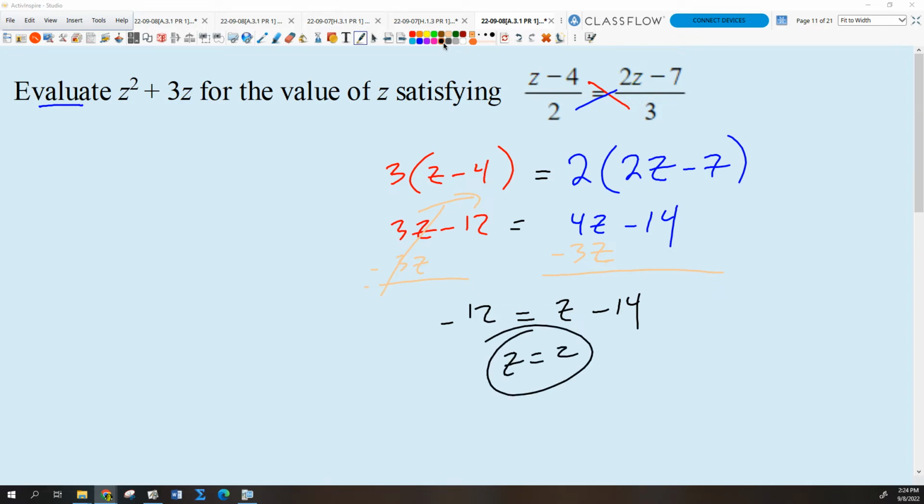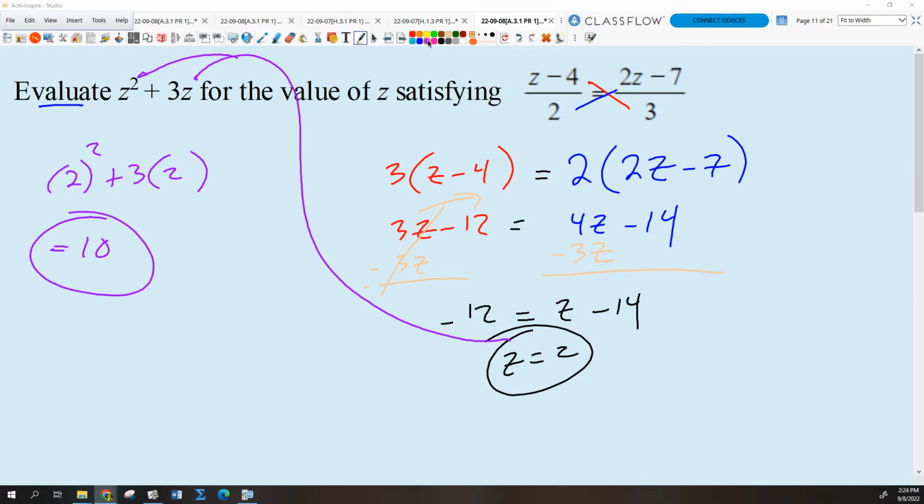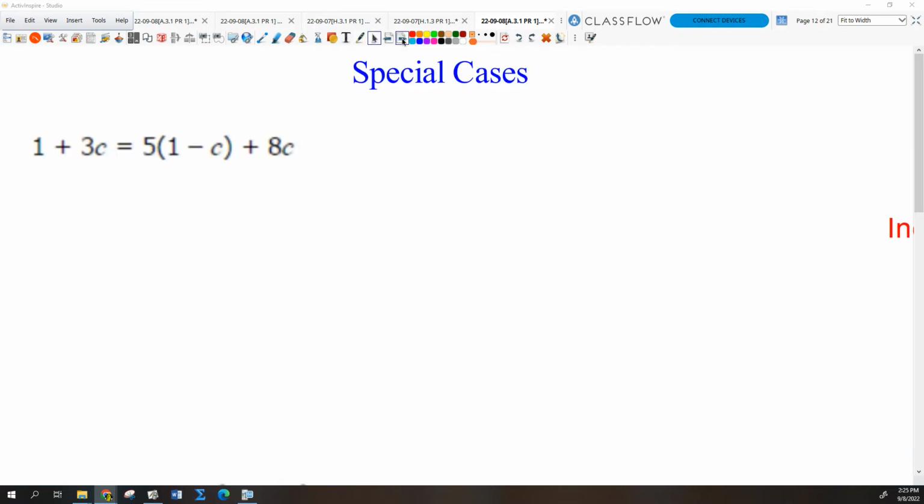So now for part A, what do I do with that 2? Plug it in. I'm plugging it in for each of those z's, right? And so what do we end up getting? 2 squared plus 3 times 2. So 4 plus 6 is 10. Give me 1 to 5. How are we doing? Does that all make sense? Any questions on that last one?